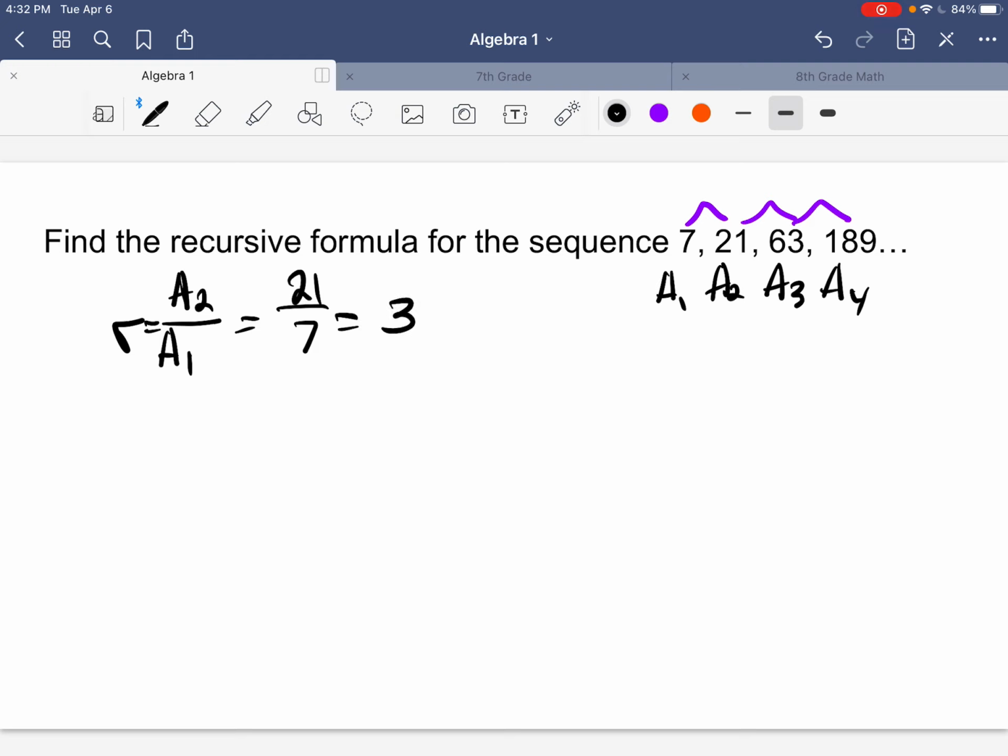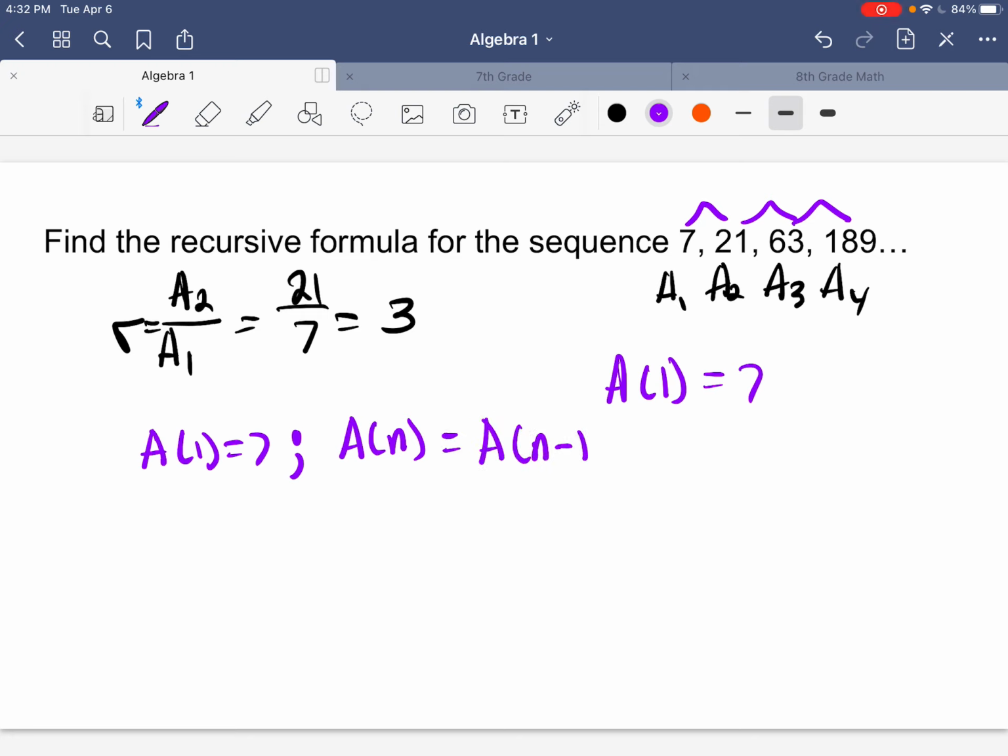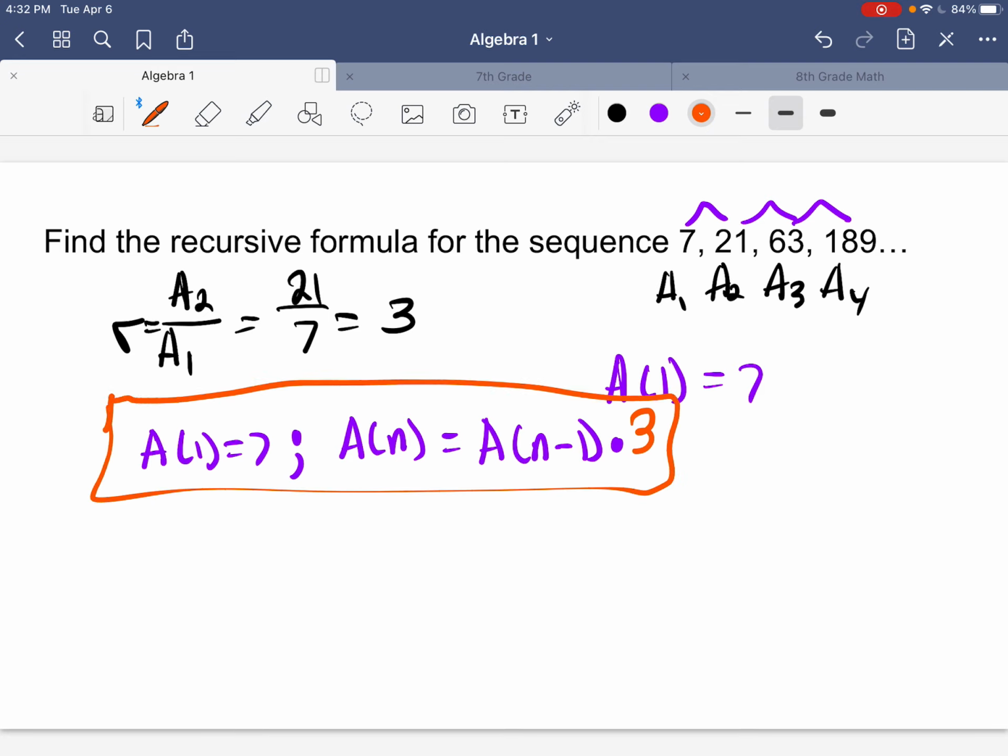We know the first term is A1. So to write the recursive formula, we identify A1 as 7, and then therefore we say A(n) equals A(n-1) times 3. And that is the recursive formula. Pretty straightforward.